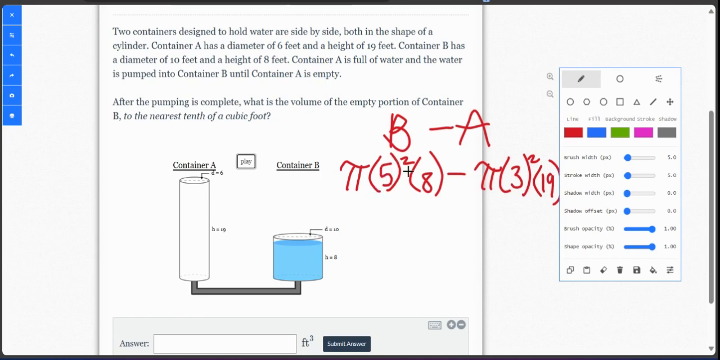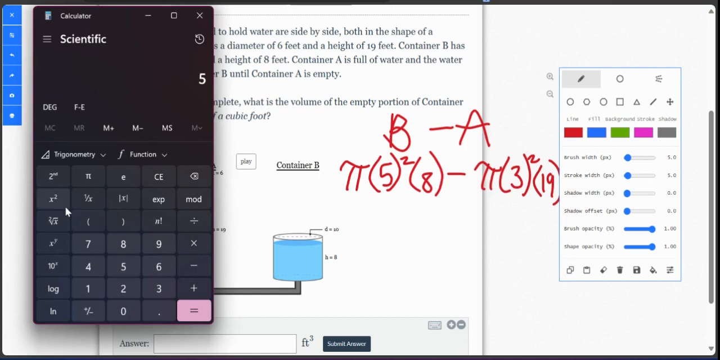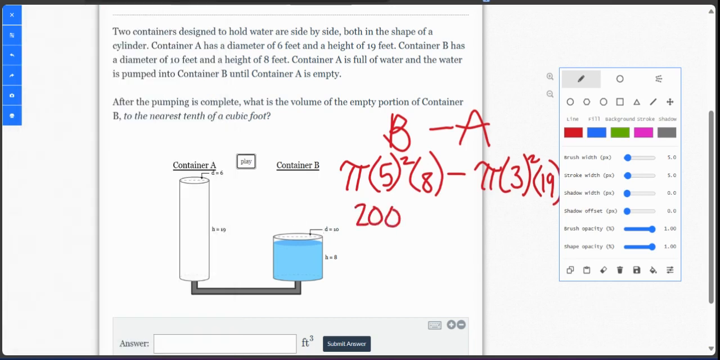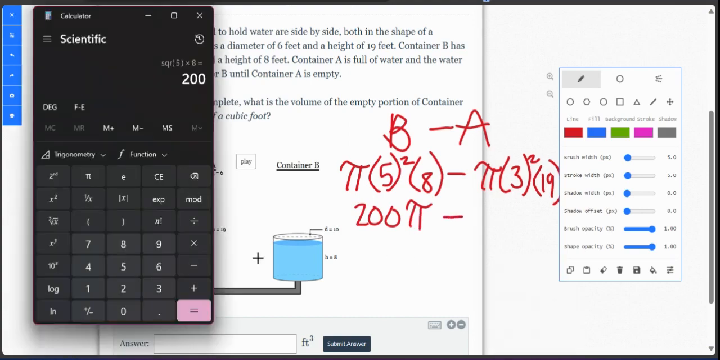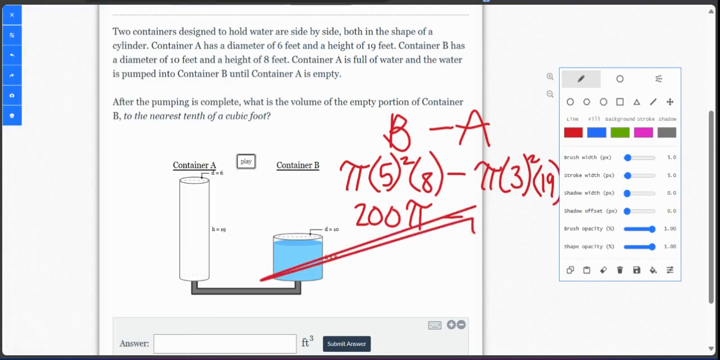So 5 squared times 8. Let's do that first. 5 squared times 8, and I'm going to leave these in terms of pi. So we have 200 pi for this one. And this one is 3 squared times 19. So 3 squared times 19 is 171 pi.